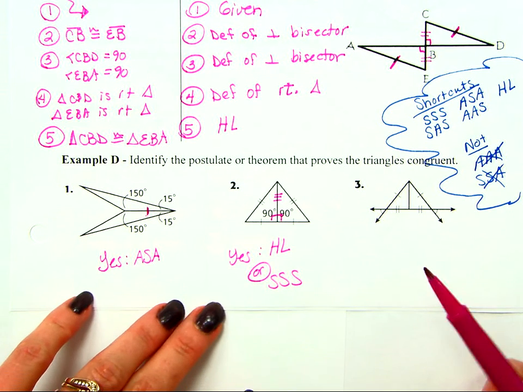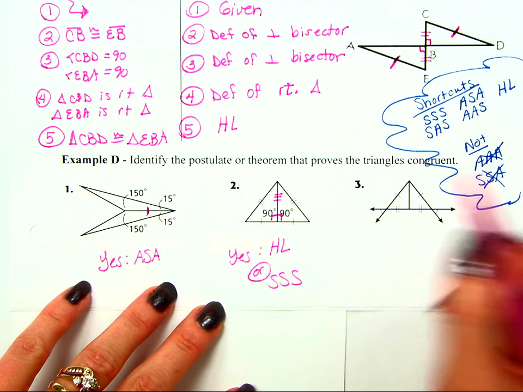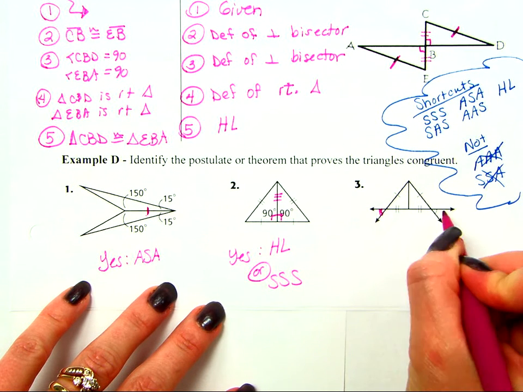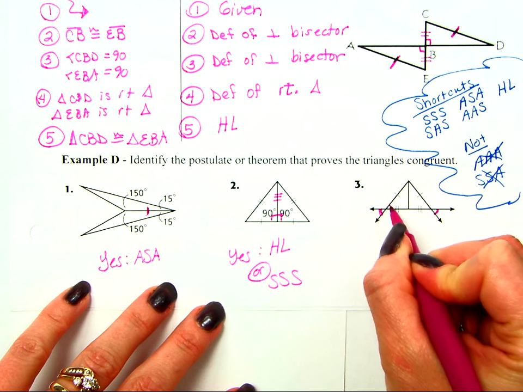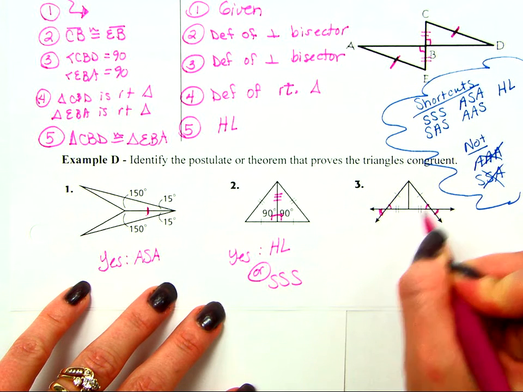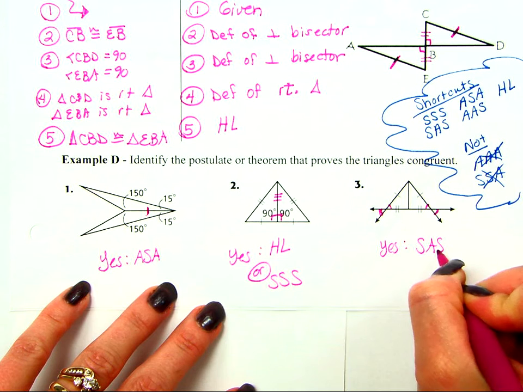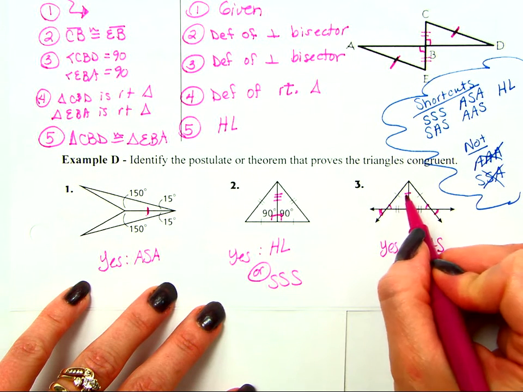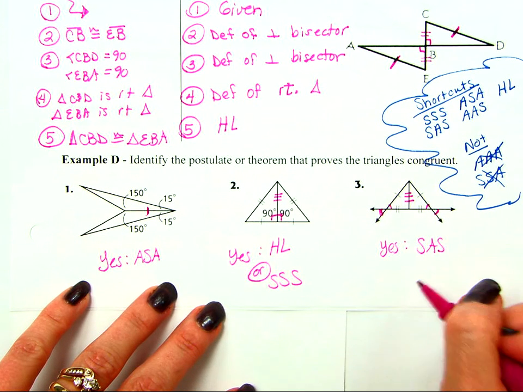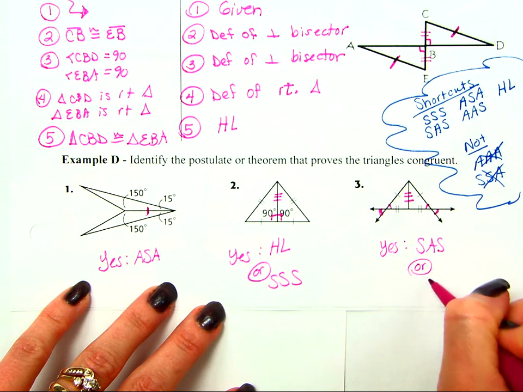In question number 3, they have these angles out here marked congruent, which means by vertical angles, I could mark as so. We could say yes, we could use SAS. But again, I have a shared side. I could also say SSS.